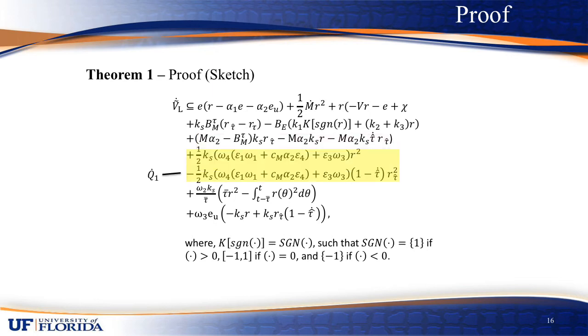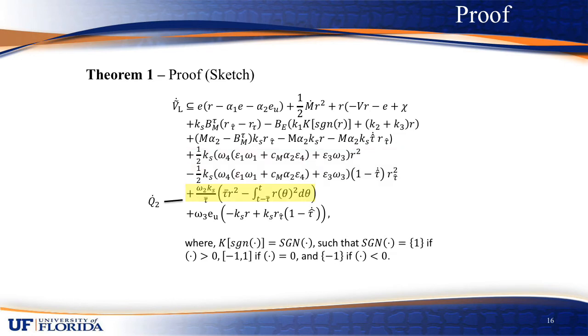Q1 dot is now shown by the highlighted terms. Notice that Q1 dot has positive r squared terms, but also negative r tau hat squared terms. Q1 dot is used to cancel out all of the positive r tau hat squared terms. However, again, this comes at the cost of creating positive r squared terms.